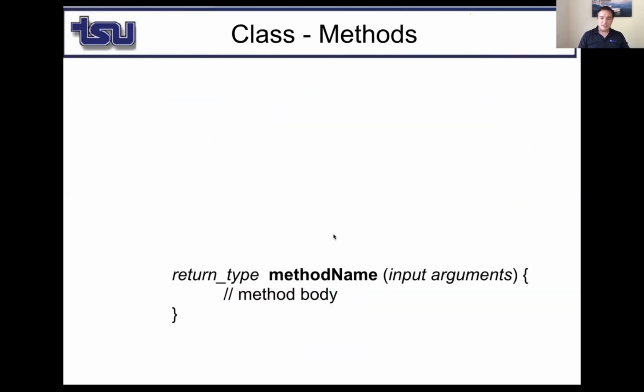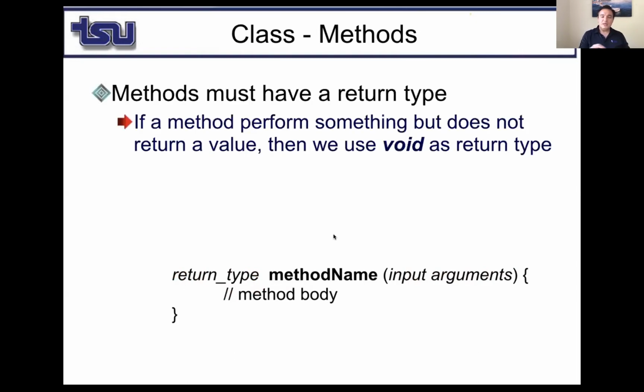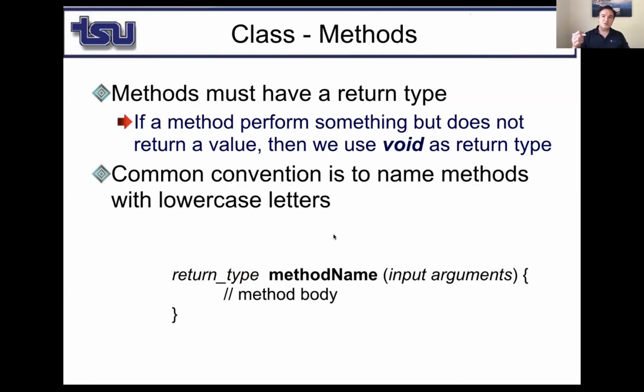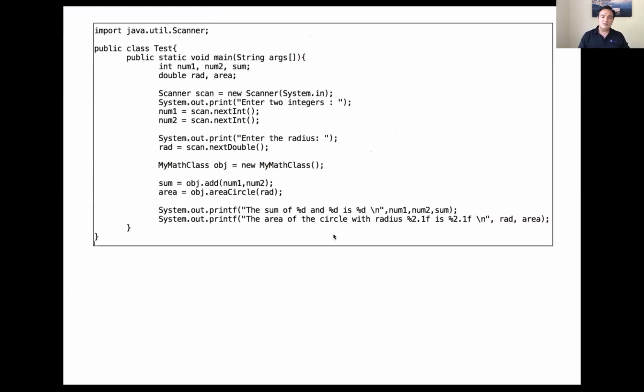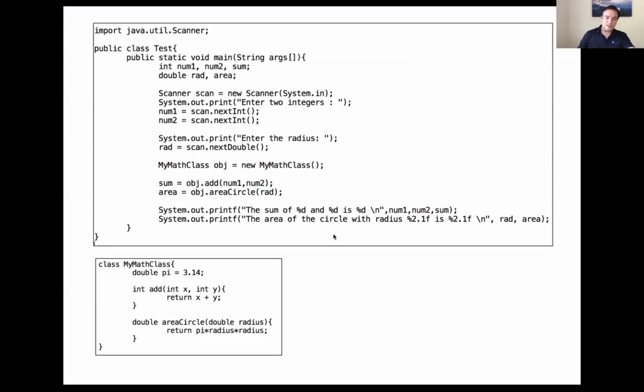So this is how we define a method. Every method must have a name, method name. Methods may have input arguments. In the previous method, we didn't have any input arguments. They must have a return type, and they must have a body. Methods must have a return type. If a method performs something but does not return a value, then we put void here. Main method returns void, right? Because main method does something, it doesn't return a value. And common convention is that method names start with lowercase, like display that started with lowercase d. But if you have multiple words, the first one starts lowercase, the next one and the other starts with what? Capital letters.